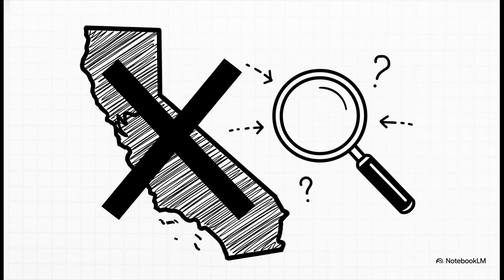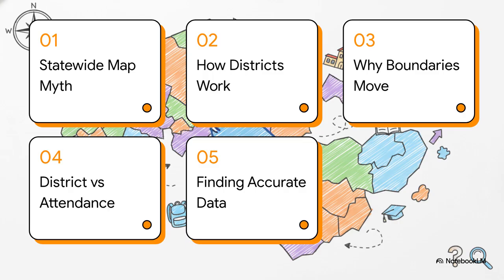Seriously, no way. If you're looking to the state capitol for some neat, color-coded map of every single school boundary, you are going to be searching for a very, very long time. Because, as we'll explore, the California Department of Education absolutely does not centrally manage a statewide map. But hey, don't panic. We're going to untangle this whole localized system step by step.